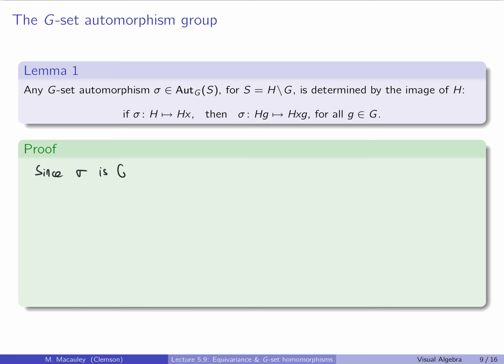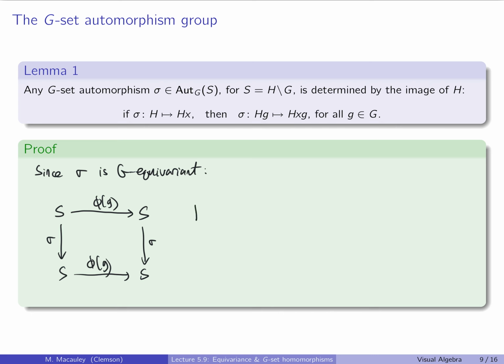Since sigma is G-equivariant, or in other words, since it's a G-set automorphism, it commutes with the action. In other words, the following diagram has to commute. So if we start with S and we press the G button and then we apply sigma, that has to be the same as first applying sigma and then pressing the G button. So for this to commute, let's start with H.